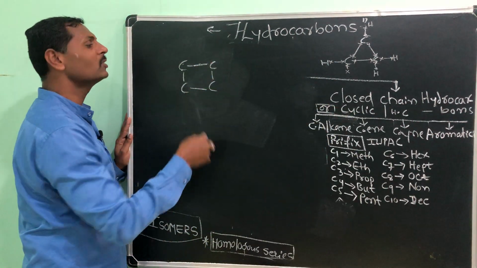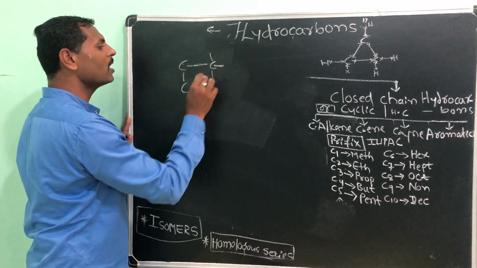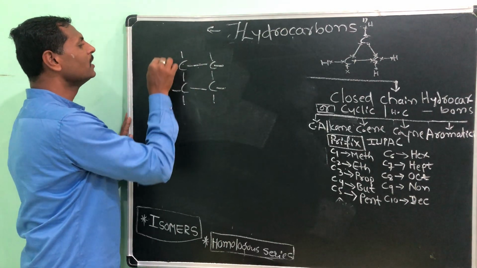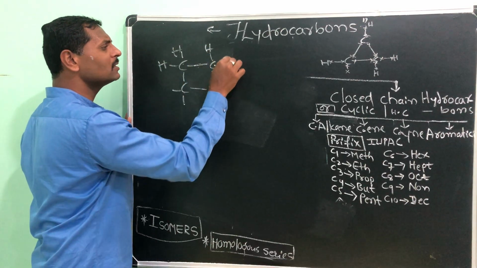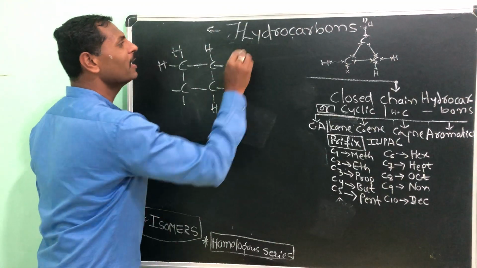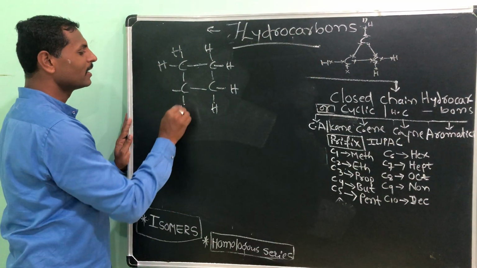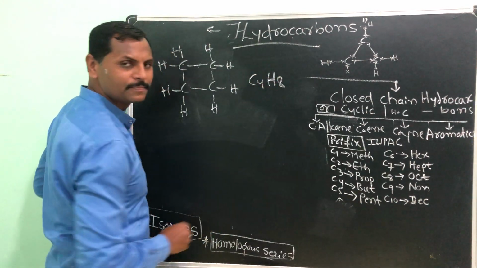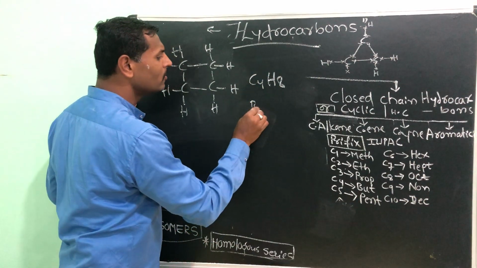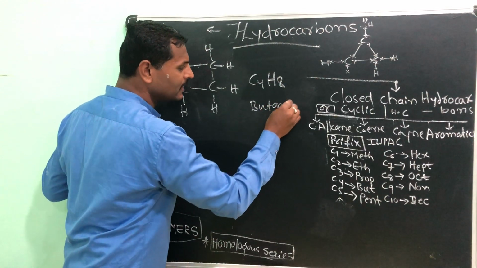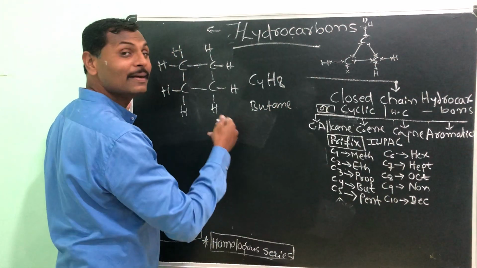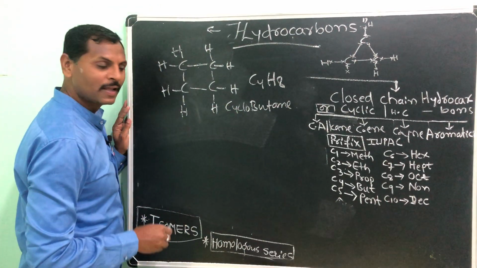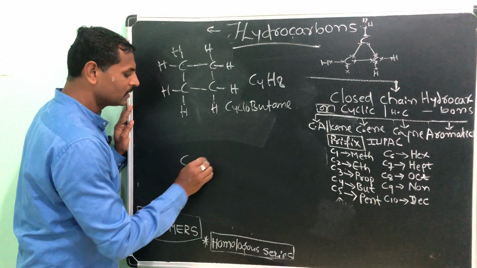Each carbon should have how many bonds? 4. Count 1, 2, 3 and 4 for each carbon. Simply fill in the hydrogen. Why only hydrogen, sir? Because we are studying the hydrocarbons, okay? C4H8. Name it butane? Very good, you are right. I am not telling you are wrong, but butane is there in which form? Cyclobutane.